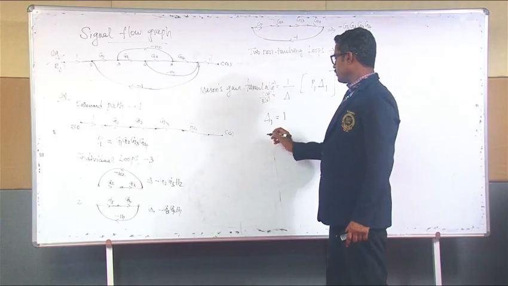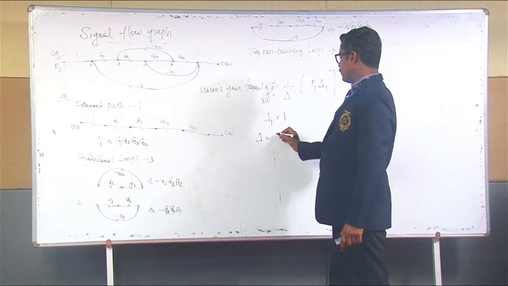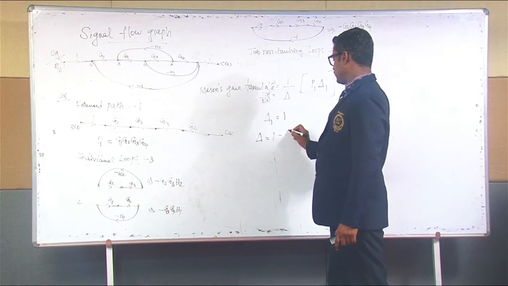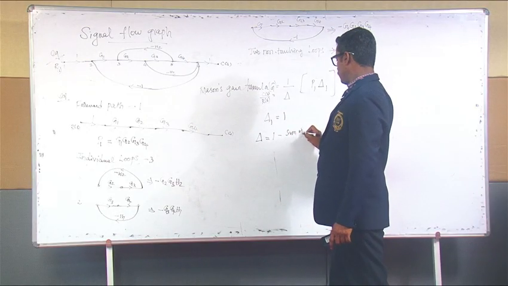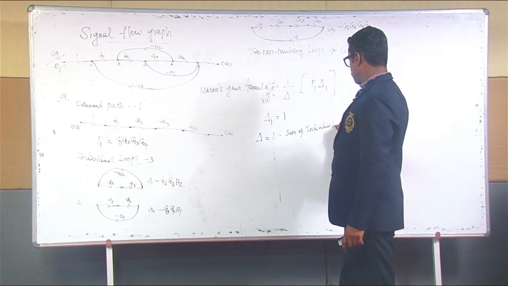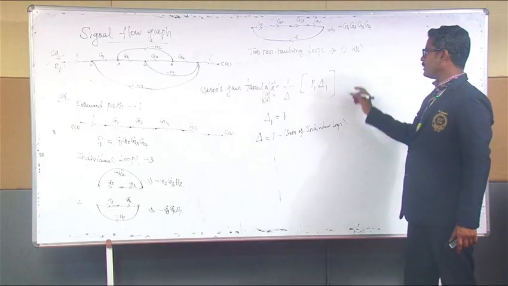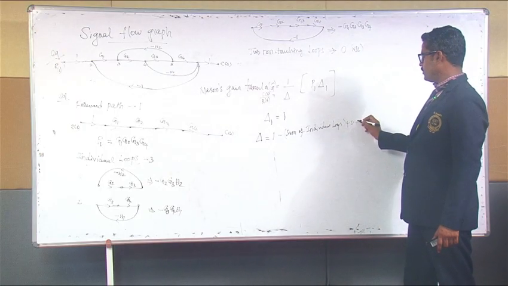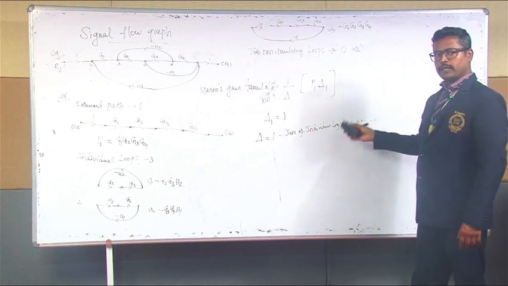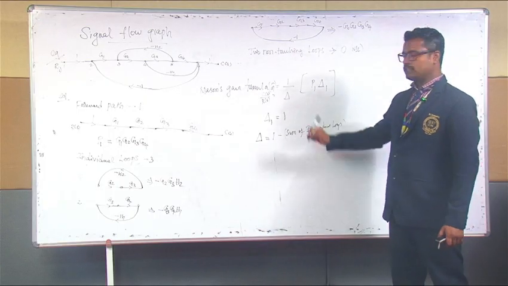So next we are going to calculate del. You know that del equals 1 minus the sum of individual loops plus the 2 non-touching loops. There is no non-touching loop, so it is 0, and so on. So we can consider only 1 minus the sum of individual loops for calculating this del.